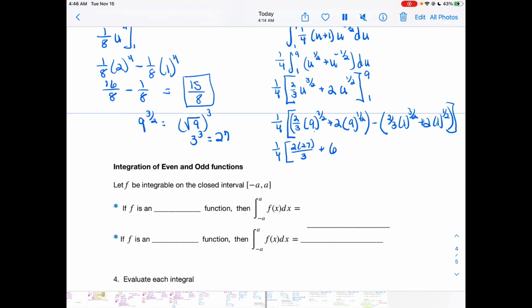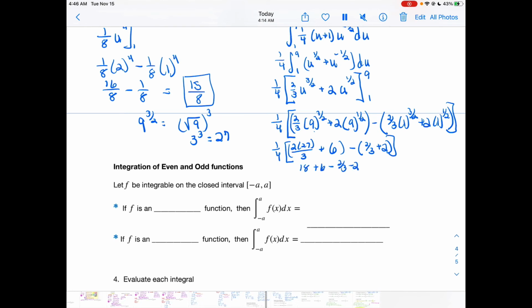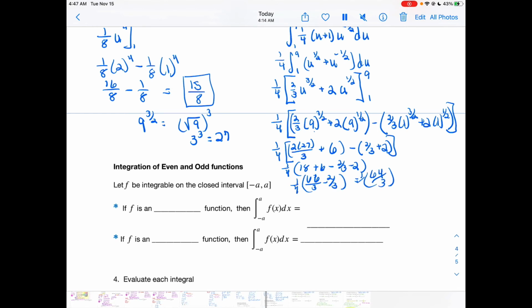And then that gives us 6. And then just 1 to the power is just going to be 2/3 plus 2. All right, let's do a little bit more simplifying here on the inside functions. I get 18 plus 6, distributing the negative, I get negative 2/3 minus 2, to the 1/4. 18 plus 6 minus 2 minus 2/3 gives us 66/3 minus 2/3, which is 64/3 times 1/4, which then again simplifies down to simply 16/3.